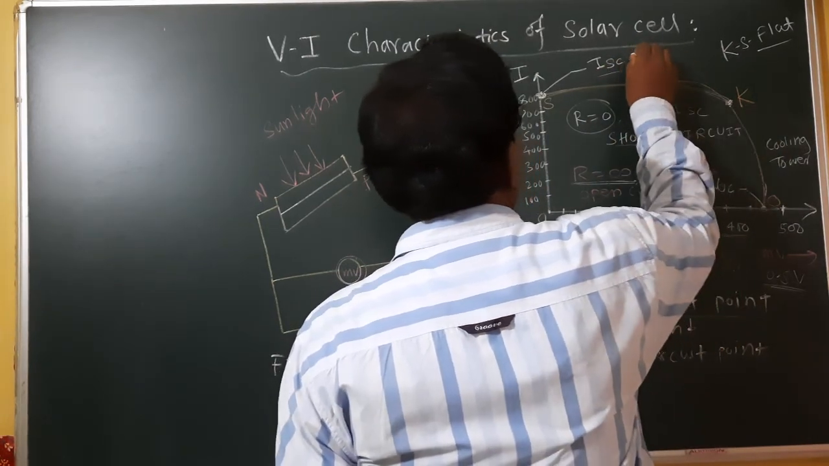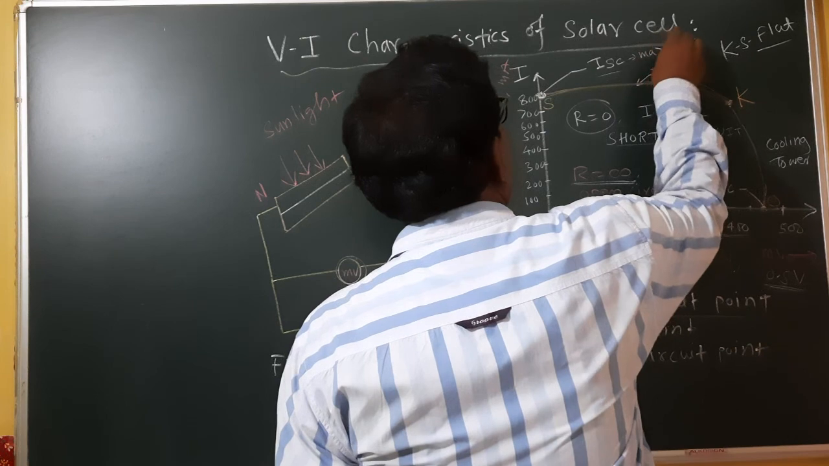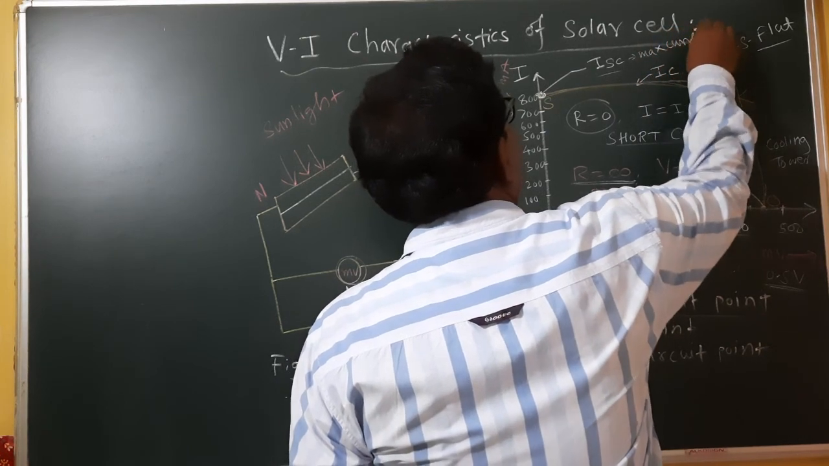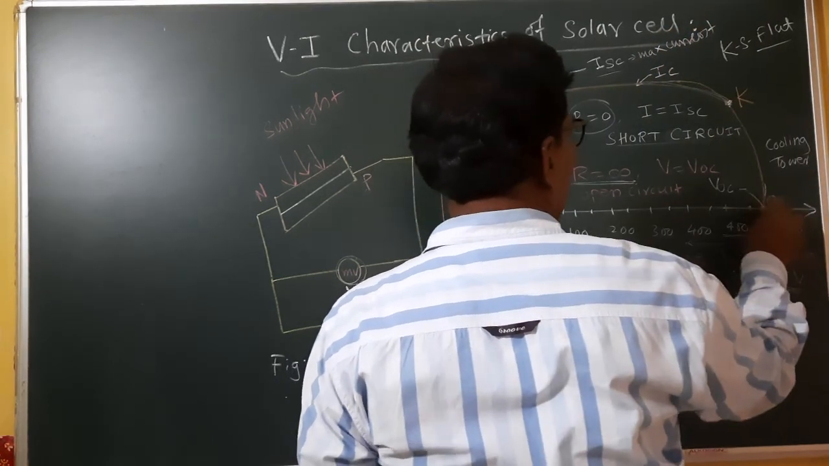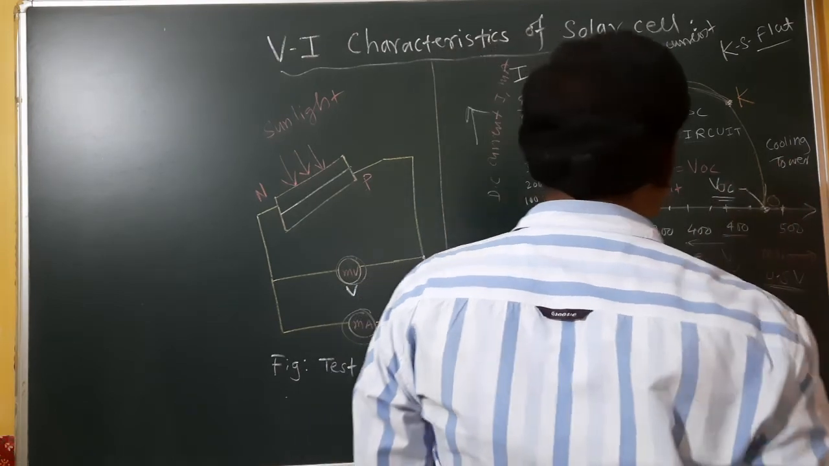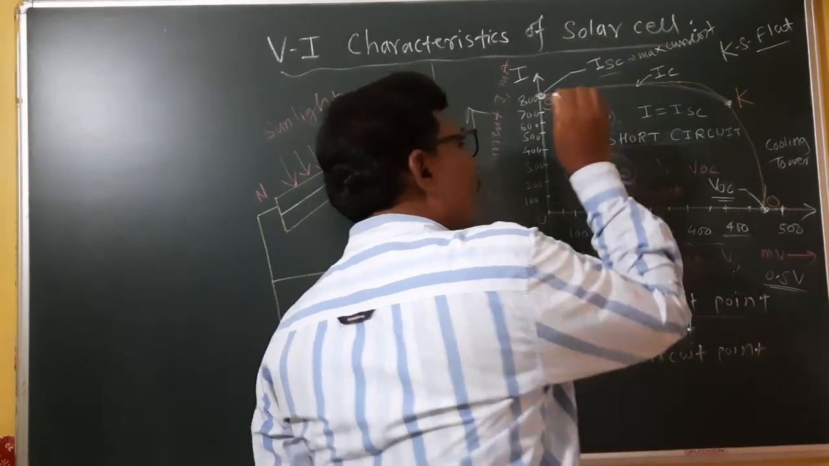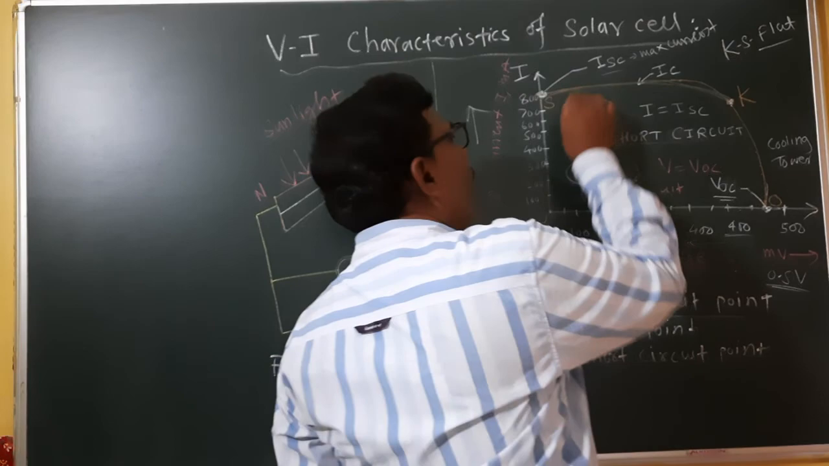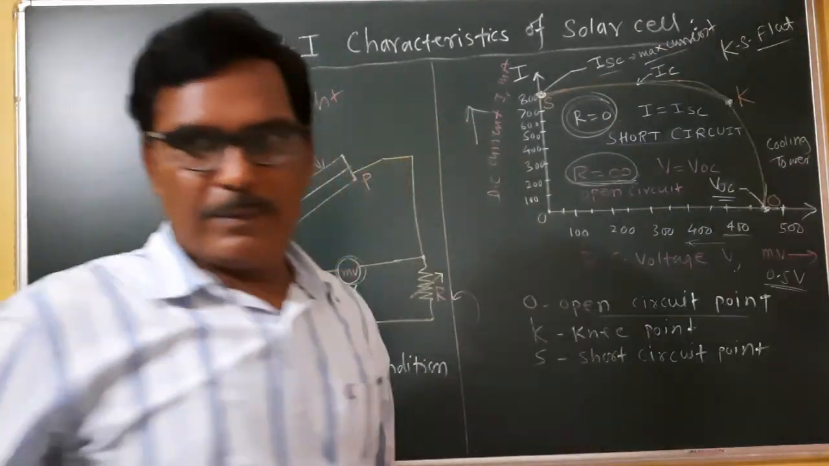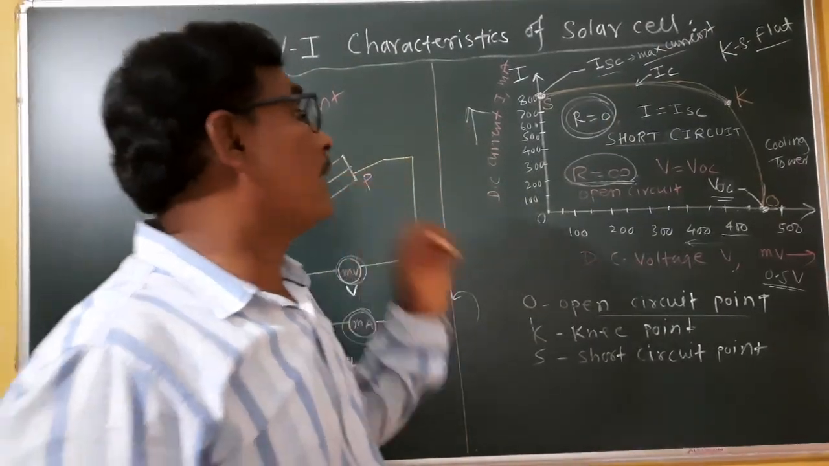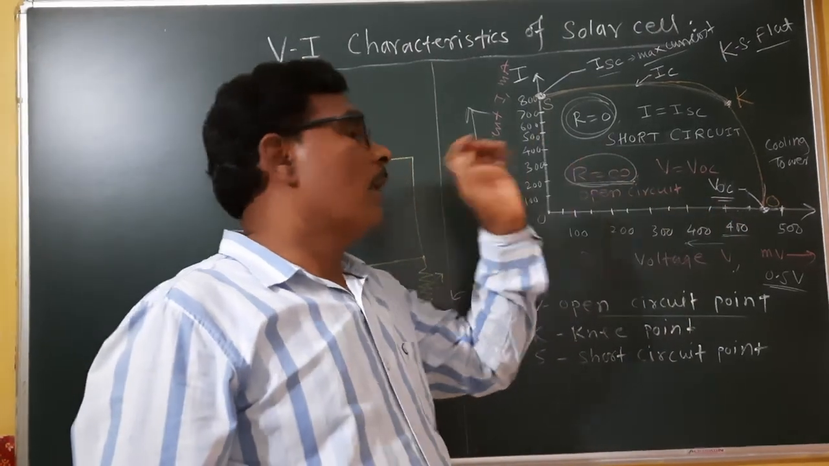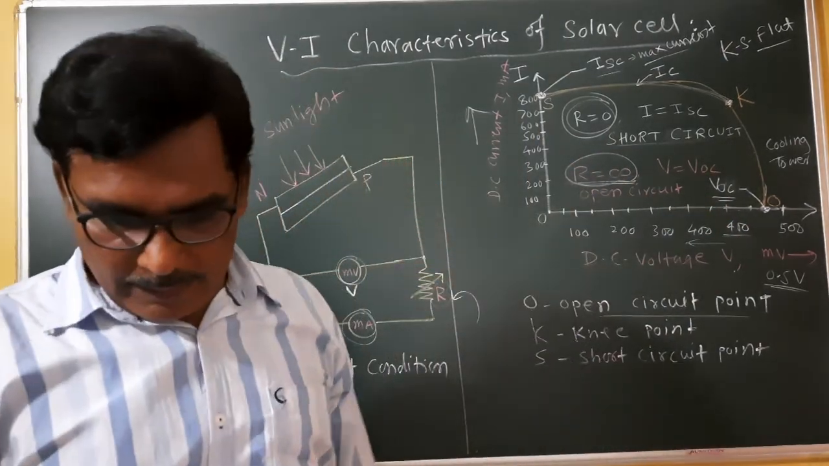Short circuit current is also called the maximum current. And this is the maximum voltage, VOC. When R is infinity, VOC is maximum. When R is 0, ISC is maximum. When V is 0, ISC is maximum, and when R is infinite, VOC is maximum.